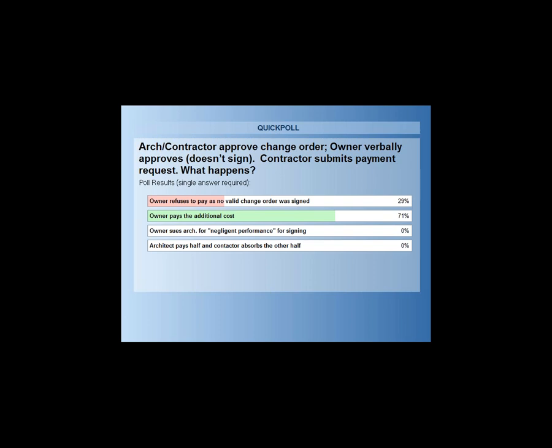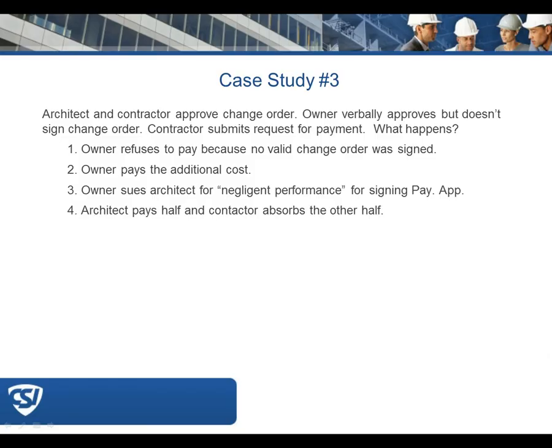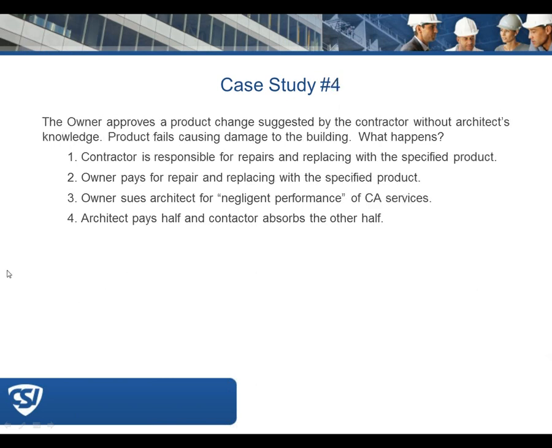I'm going to reserve comments, as I think some of the later case studies might touch on some of these issues. So let's keep going. All right, so we are moving on to case study number 4.